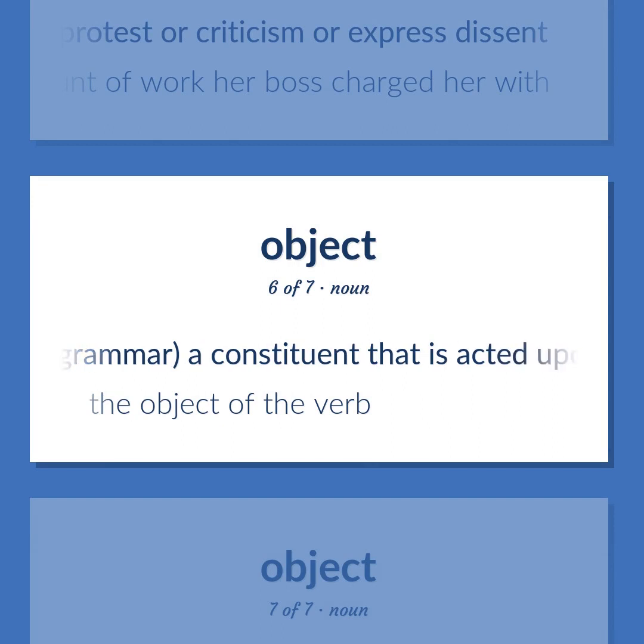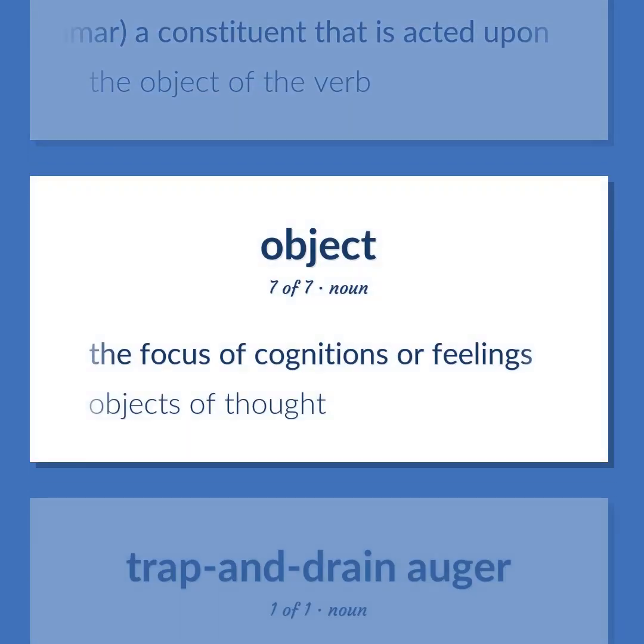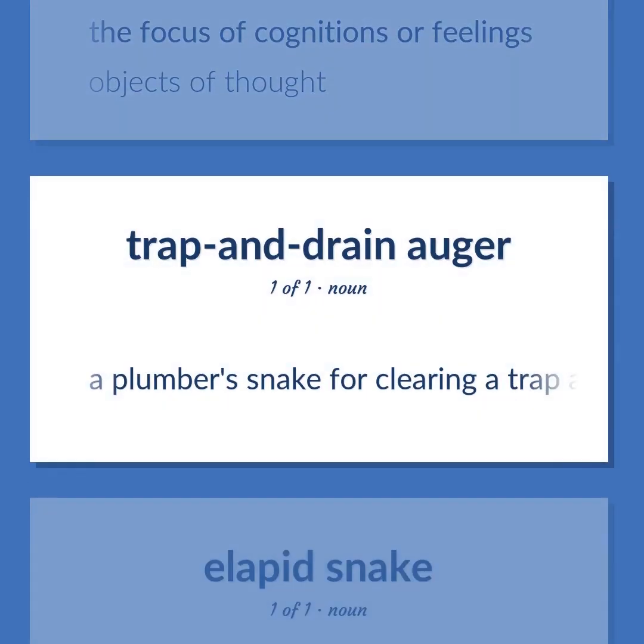Grammar. A constituent that is acted upon. The object of the verb. The focus of cognitions or feelings. Objects of thought. A plumber's snake for clearing a trap and drain.